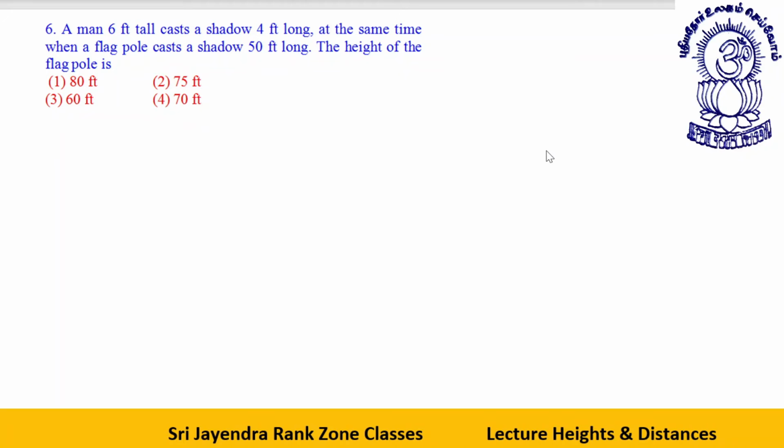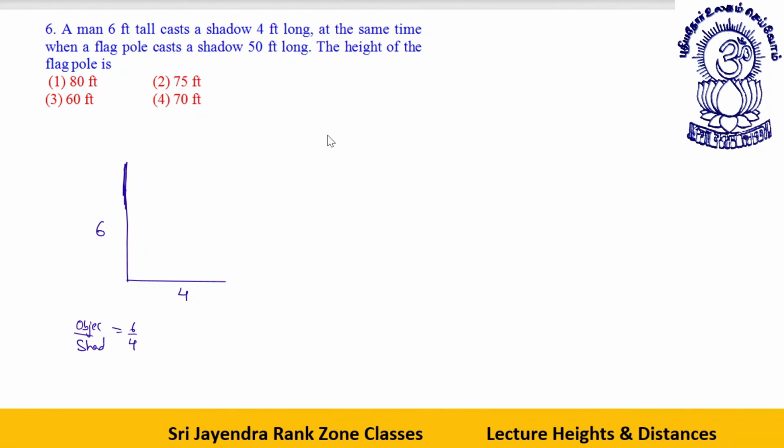A man 6 feet tall casts a shadow 4 feet long at the same time when a flagpole casts a shadow 50 meters long. Then the height of the flagpole is? See, dear friends, it's a very simple funda. See, this is a man. He is 6 feet tall. He casts a shadow of 4 feet. This means this is the ratio: man, or object, to shadow is 6 by 4.